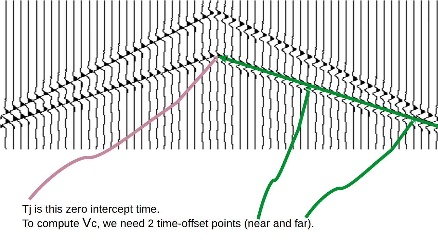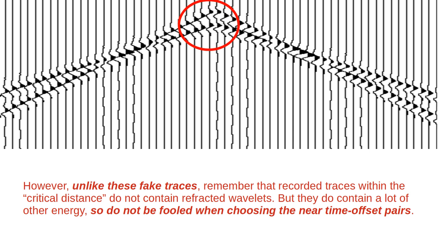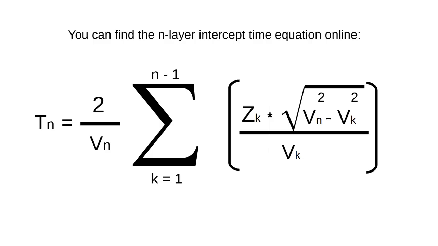To compute Vc, we need two time offset points, near and far. However, unlike these fake traces, remember that recorded traces within the critical distance do not contain refracted wavelets. They do contain a lot of other energy, so do not be fooled when choosing the near time offset pairs. You can find the n-layer intercept time equation online.